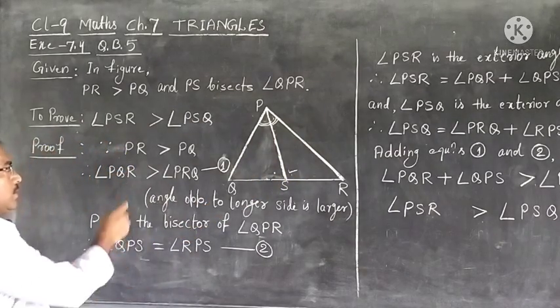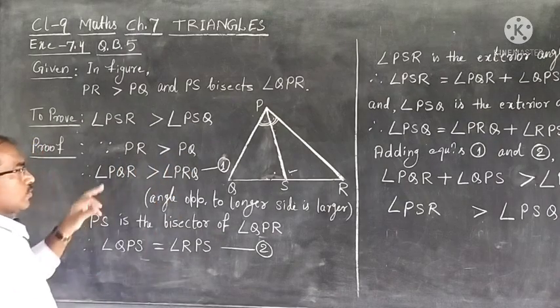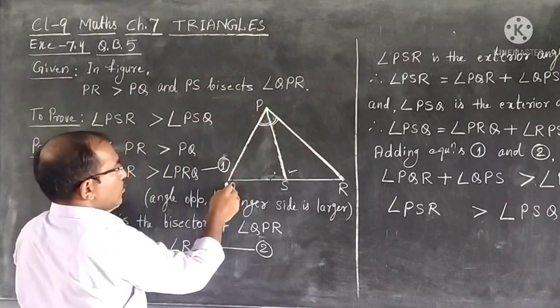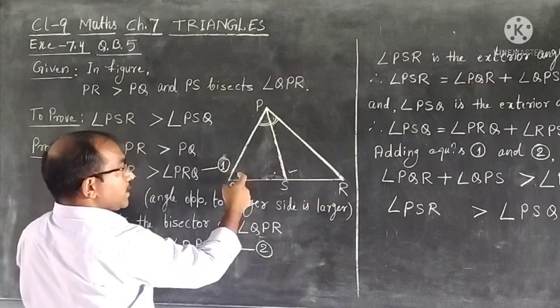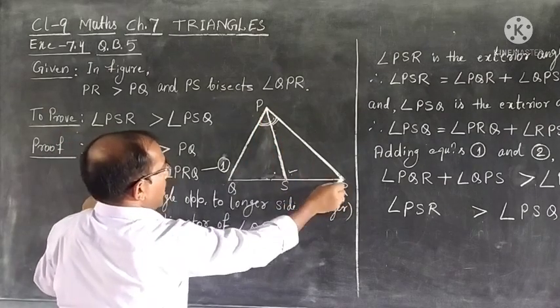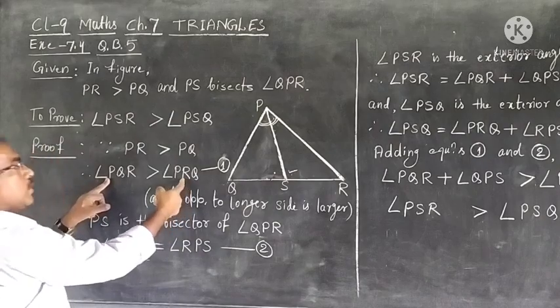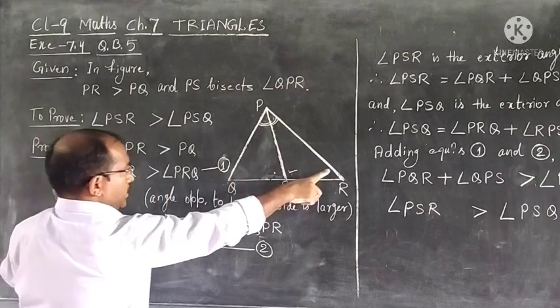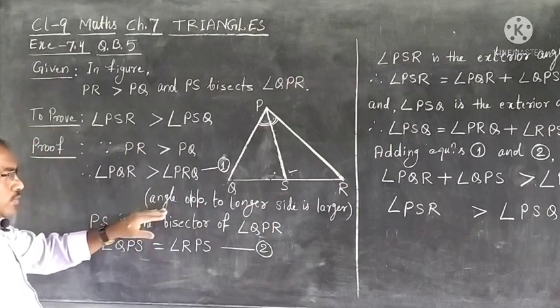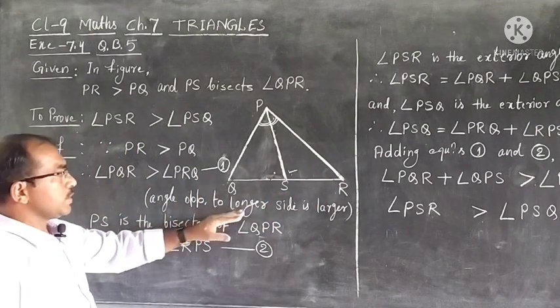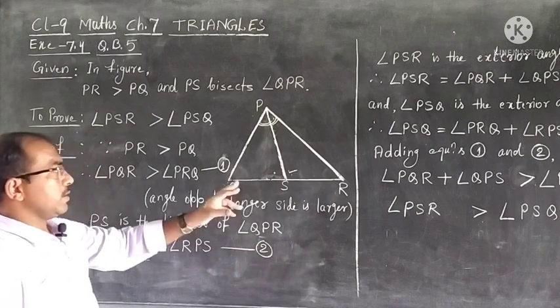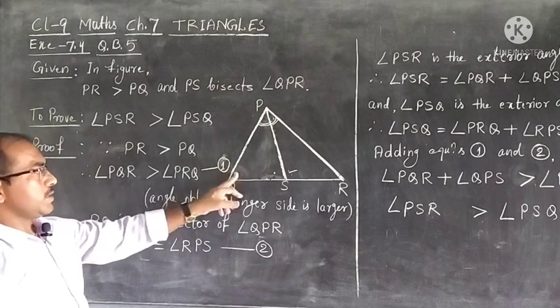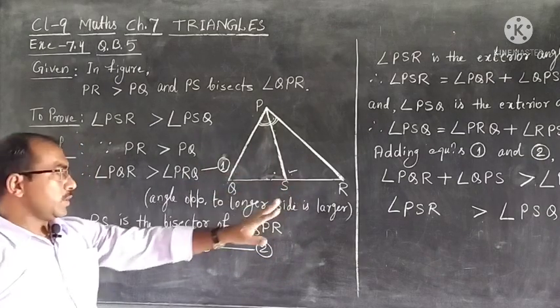So, we write PR is greater than PQ. So, angle PQR is greater and angle PRQ is smaller, that is what we wrote. So, we got this angle is greater and that angle is smaller. The reason also we need to mention: angle opposite to the longer side is the larger angle. So, Q is larger and R is smaller.